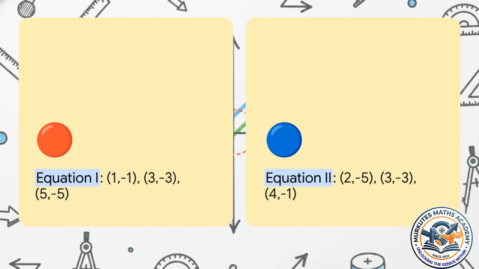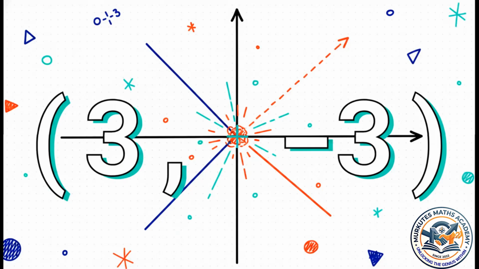On the top, we've got our points for equation 1. On the bottom, equation 2. Scanning down those lists, yep, there is exactly one pair that is perfectly identical. And there it is. The shared solution is the coordinate pair 3, -3. This means our lines cross exactly when x equals 3 and y equals -3. If you draw these paths out on a physical graph, this is exactly where they collide. Game over, we found it.